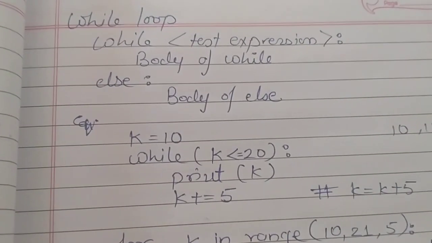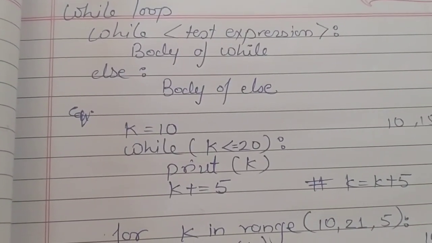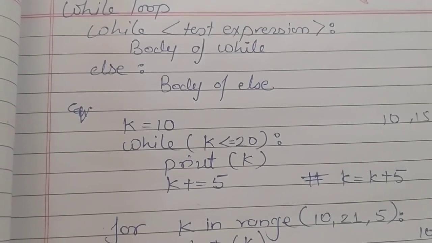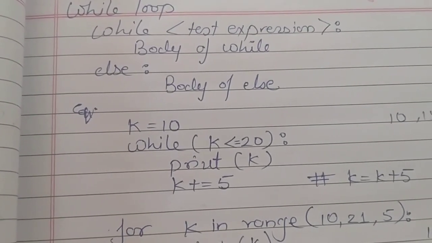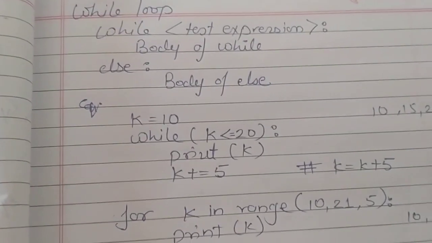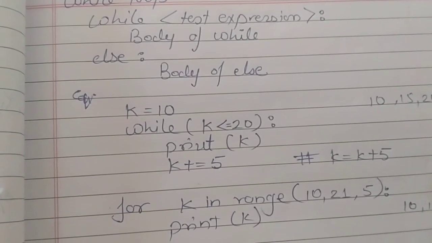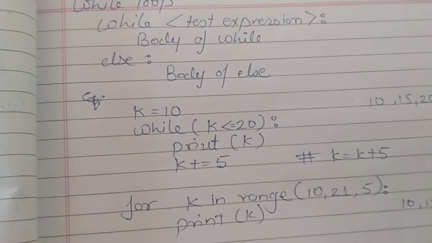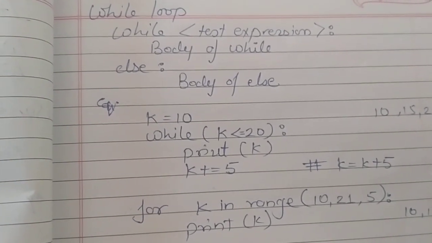Now while loop. See this. In the case of a while loop, the syntax is while, test expression, body of while, and else, body of else. In case anywhere during the iteration your while condition fails, then you can go for the else and print some instruction, whatever you want to.